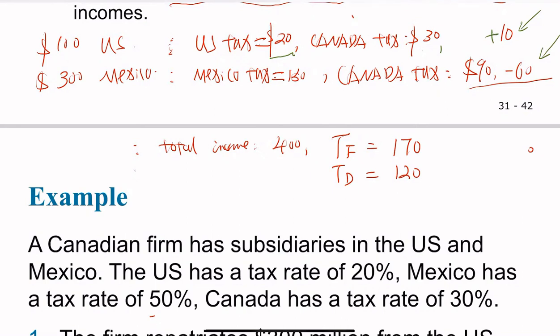And then you can see that the tax credit is larger than the tax liability in Canada, which means in the end, this extra credit will be wasted. So in the end, the firm will have to pay this higher combined foreign tax, right?